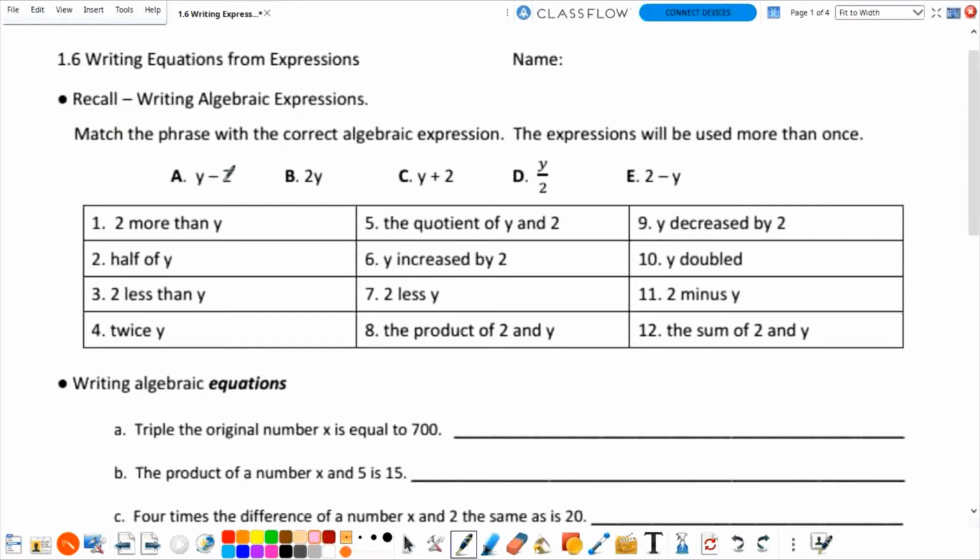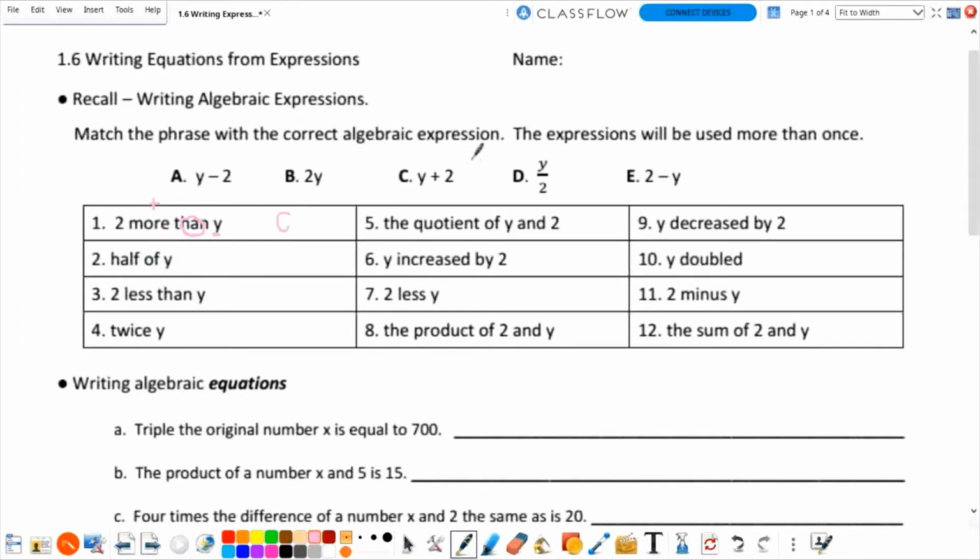So we have y minus 2, 2y, y plus 2, y over 2, and 2 minus y. So you see we have 12 options here for only 5 expressions. That just shows you how differently they can all be written. So if we have 2 more than y, well, more means we're going to add, but you want y first. When you have than, that is your switch word, okay? So y is going to come first. So we're going to have y plus 2, so our answer is C.